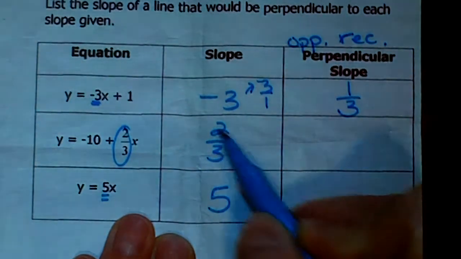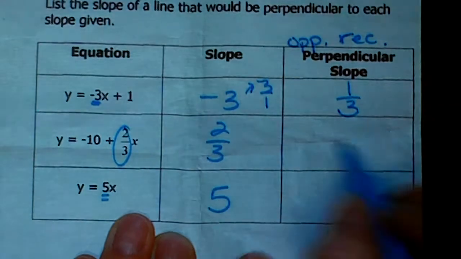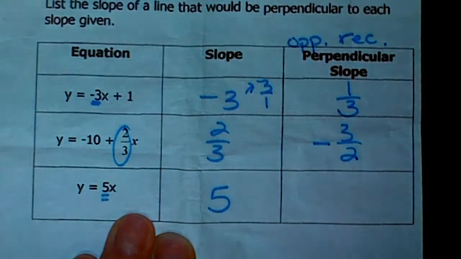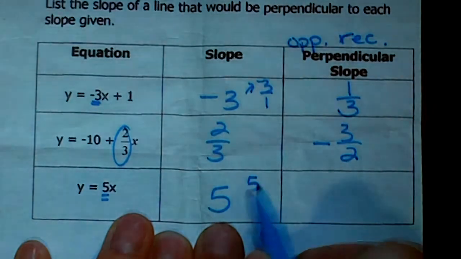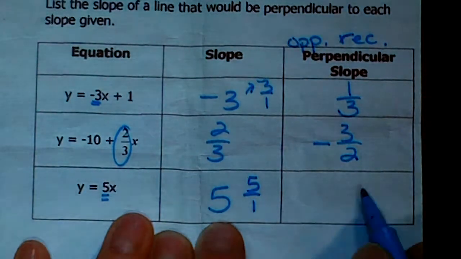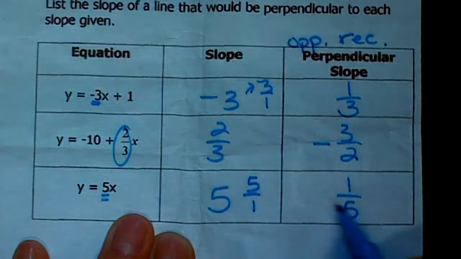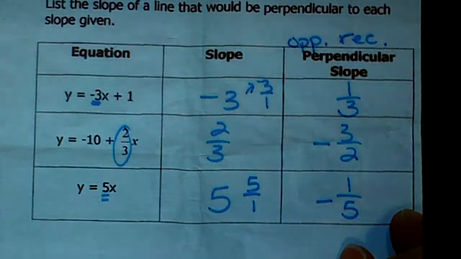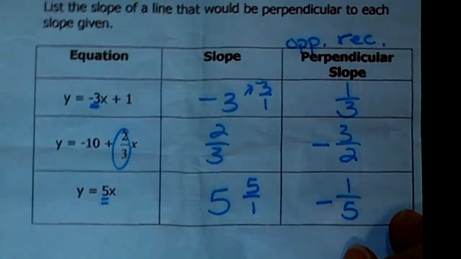Okay, this is 2/3. The reciprocal of 2/3 is 3/2. The opposite of the positive 2/3 would be negative. So -3/2 would be the opposite reciprocal of 2/3. This slope is 5, which is really 5/1. So the reciprocal of that would be 1/5. This was positive, so this would be negative. So basically we're going to do what we did before with parallel, except when we identify our slope, we're going to take the opposite reciprocal of that when we plug it in to the point slope formula.